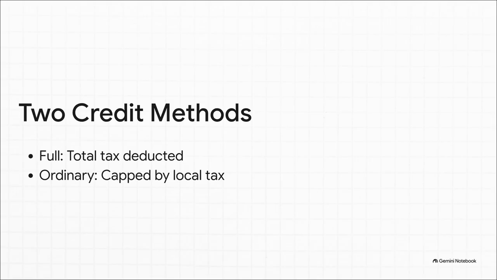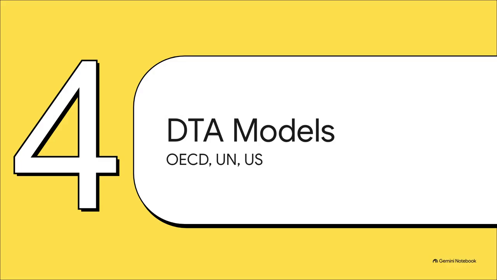With ordinary credit, the deduction your resident state allows is strictly capped to its own tax appropriate to that income. Simply put, you can't deduct more than what your local government would have charged on that exact same piece of income. Section 4, DTA models. Let's look at the OECD, UN, and US frameworks that dictate how these treaties are drafted in the first place.